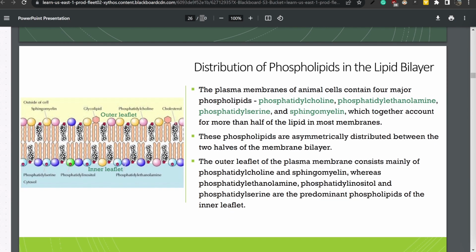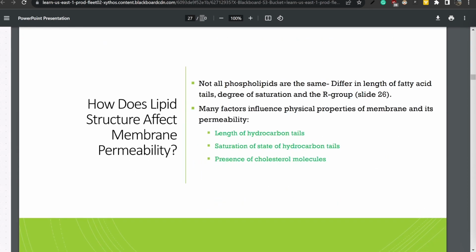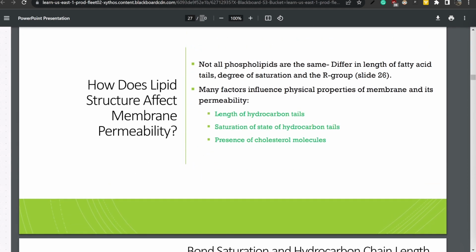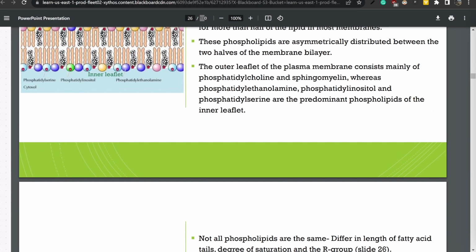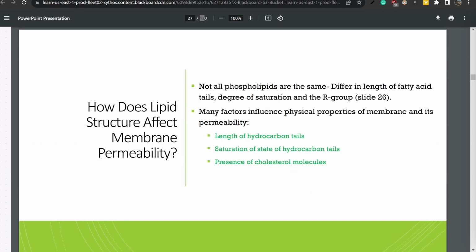Okay, whenever a slide looks like this and there's a lot of long words, I don't think you just have to know this. So I'm just going to get the main idea, distribution of phospholipids, and I see there's different types of phospholipids. So I'm just like, cool, there's different types. Cool, let's move on. I'm just looking at the significance, but yeah, that's it.